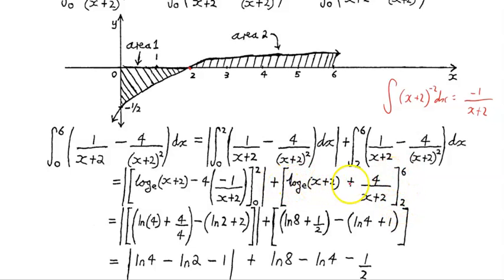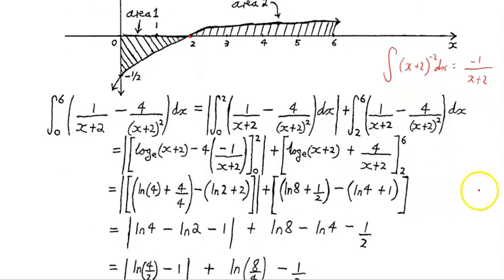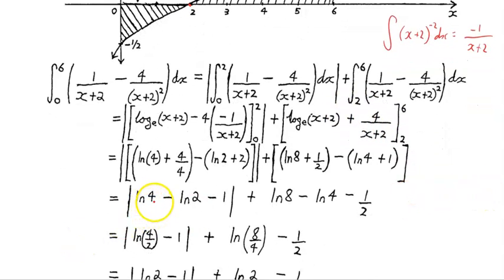Again, natural log of x plus 2 plus 4 on x plus 2. Okay, now we evaluate between the terminals. I'll put x equals 2 in here for the whole thing. Okay, minus x equals 0 in there. Same here, put in x equals 6, and then over here x equals 2. Okay, as we evaluate that down, we end up with natural log of 4 minus the natural log of 2 minus 1.